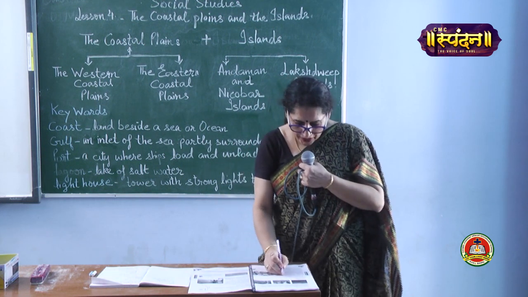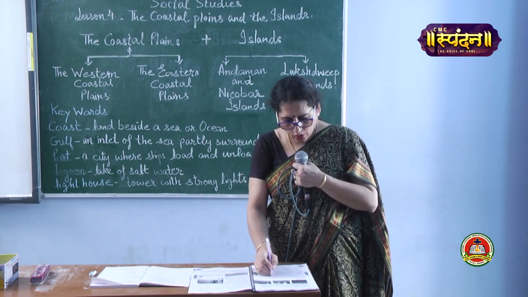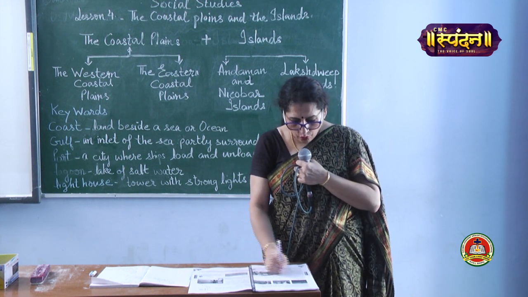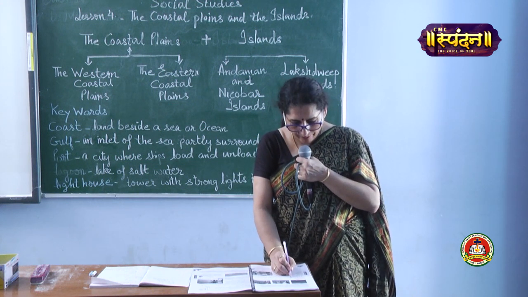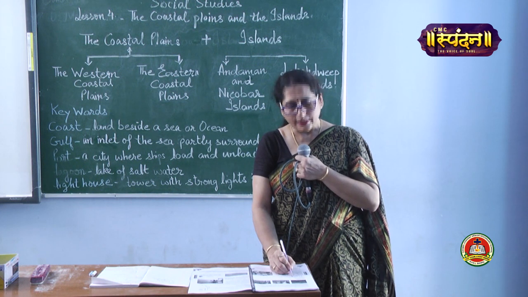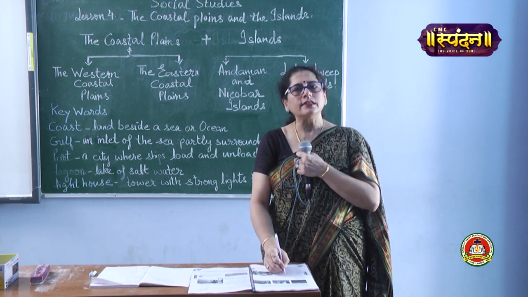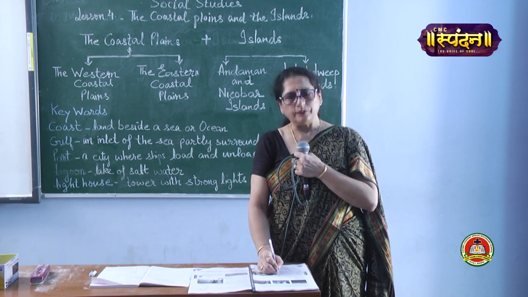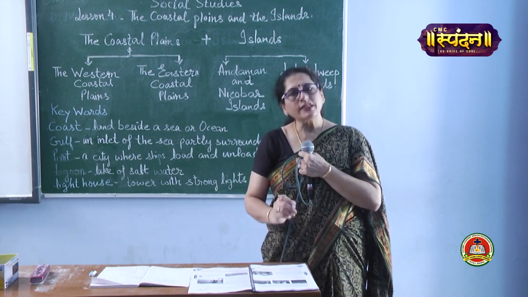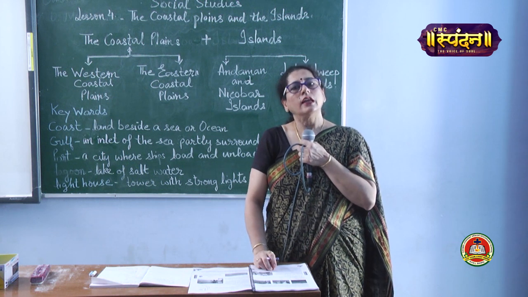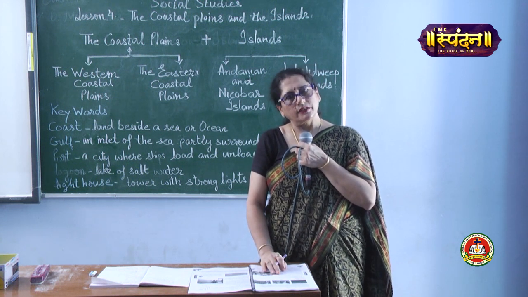An island is a piece of land surrounded by water on all sides. There are two main groups of islands in India: the Andaman and Nicobar Islands in the Bay of Bengal, and the Lakshadweep Islands in the Arabian Sea. Now first, let's study about the Andaman and Nicobar Islands.